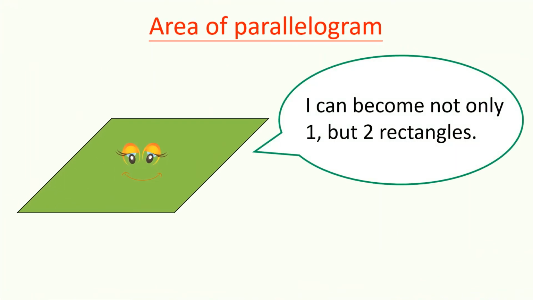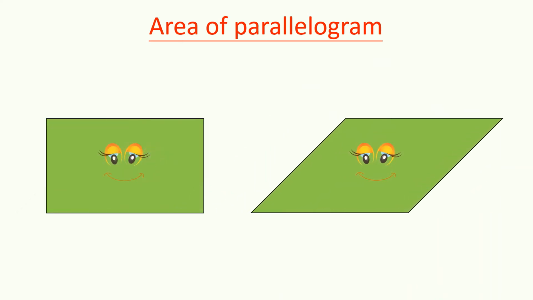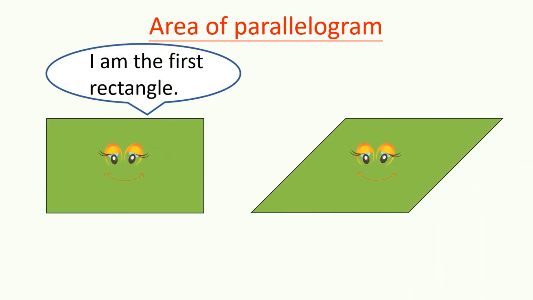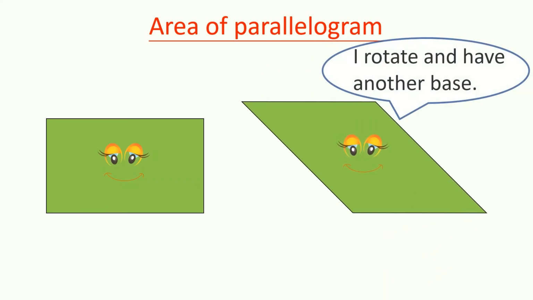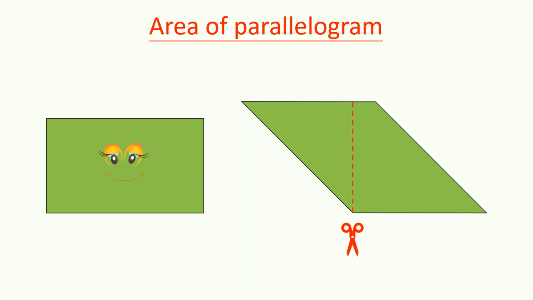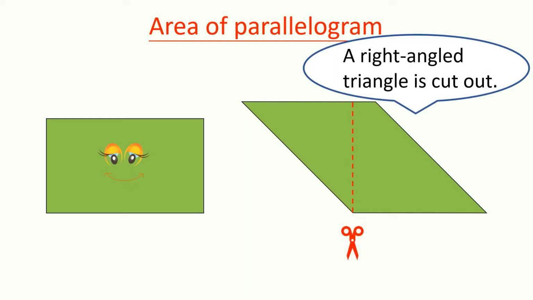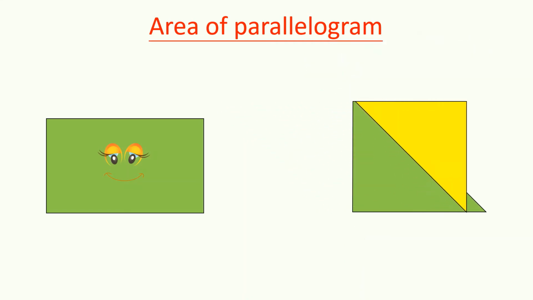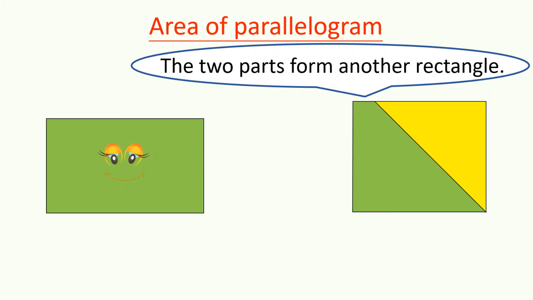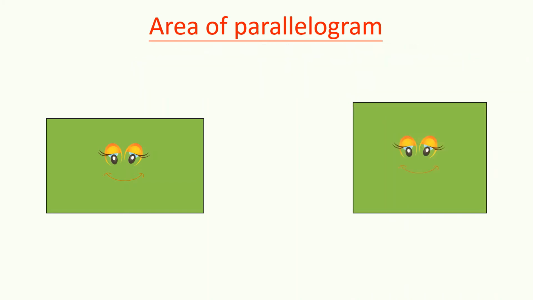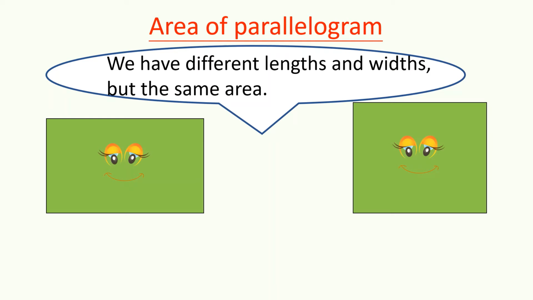I can become not only one, but 2 rectangles. Do you know how? Let me show you. I am the first rectangle. I rotate and have another base. A right-angled triangle is cut out. The 2 parts form another rectangle. We have different lengths and widths, but the same area.